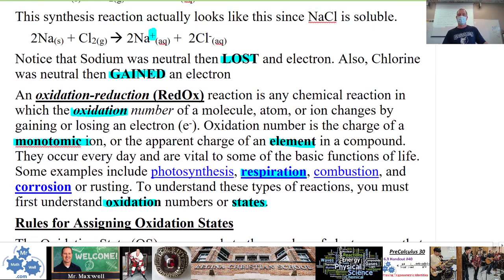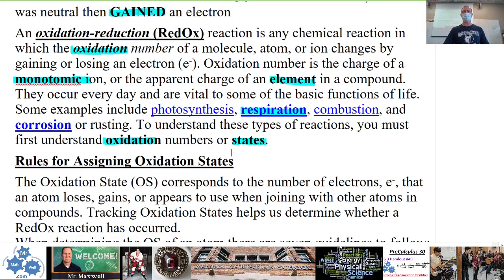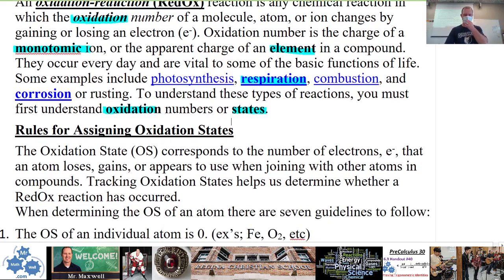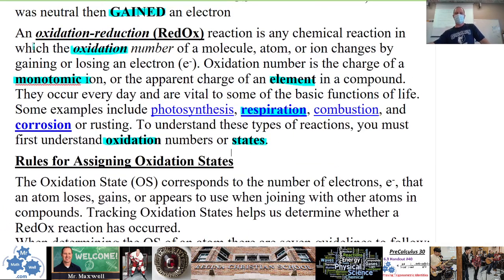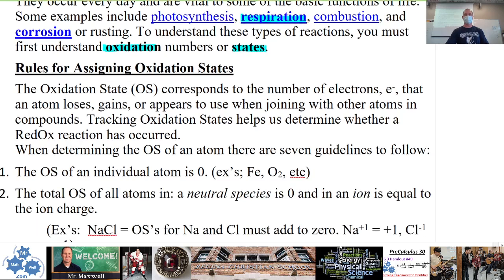Okay. So redox type reactions are kind of another type, but they overlap with some of the original types that you've learned, okay? So they're kind of another category of reactions. Rules for assigning oxidation states. As we mentioned earlier, the oxidation number or oxidation state of an element is the charge of its monatomic ion, or the apparent charge of an element in a compound. That's what we're going to explore further here now.